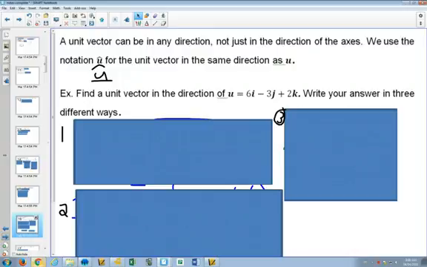So a unit vector can be in any direction, not just in the axes. And here's our notation for the unit vector. And again, if you're writing it yourself, you could underline it to show that it's a vector, or you could attempt to bold it.